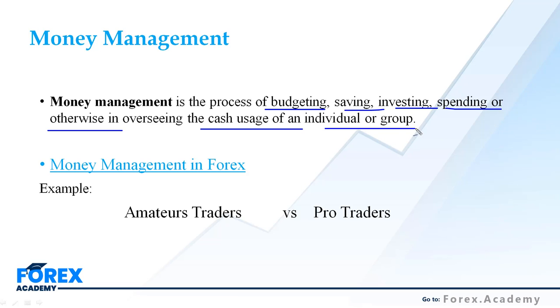Like, I am budgeting where I need to invest. This is saving: which portion of my equity, how much percentage of my profits I will not be reinvesting in the market. So money management is all about investing, earning profit, and making trades, and making sure how much percentage you are willing to lose, how much percentage of profit you are willing to reinvest in the market, and at what time you are going to take a withdrawal. So this is what we call money management in our forex market.